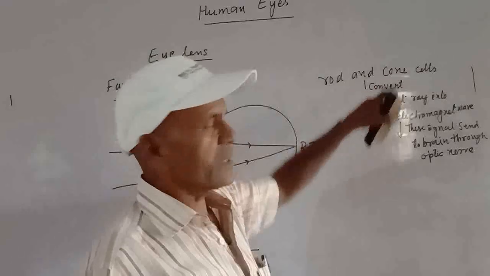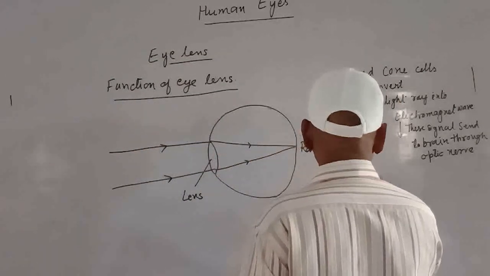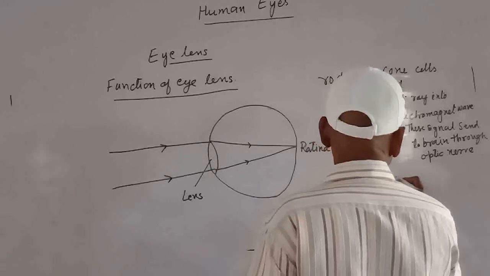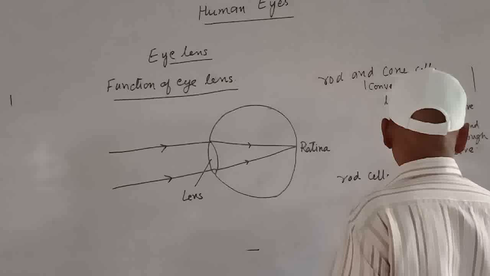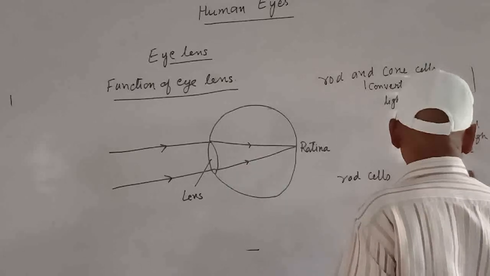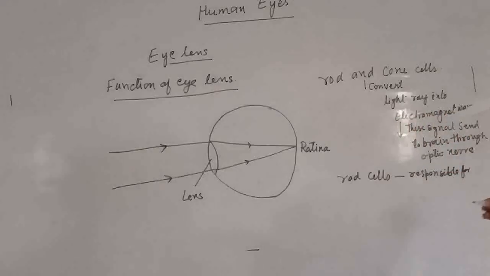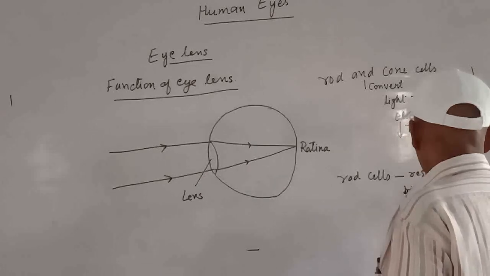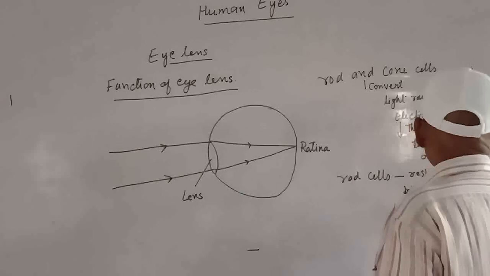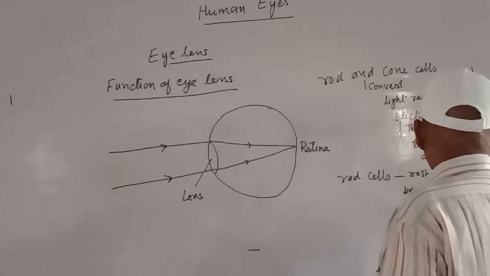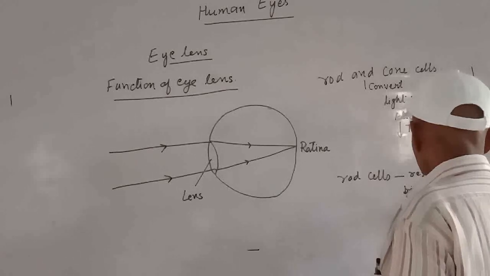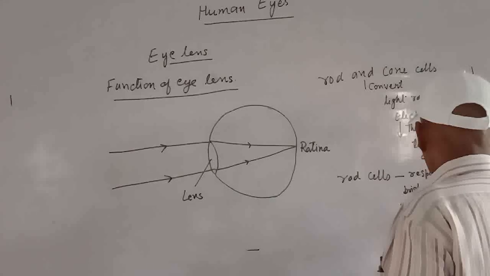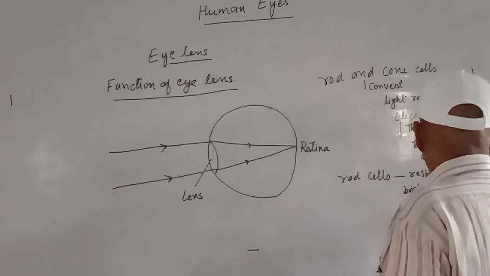Here, the rod and cone cells. Rod cells are responsible for brightness of light or intensity of light.